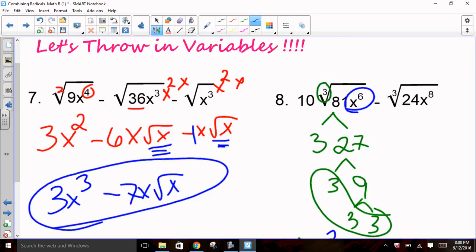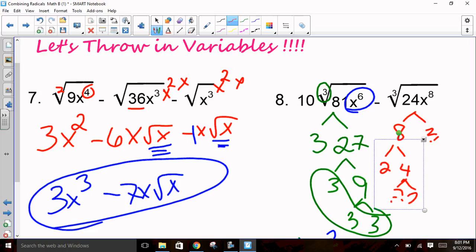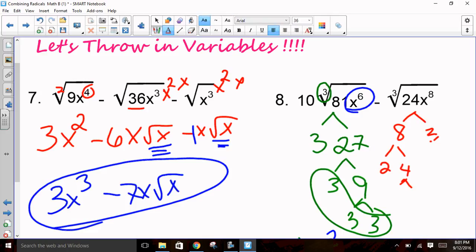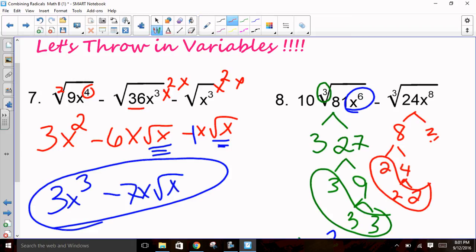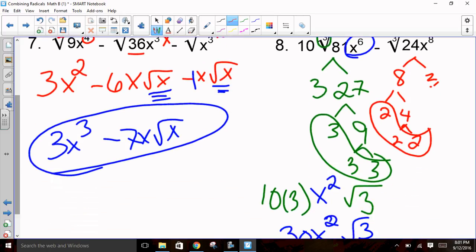So let's go ahead and take a look at pulling apart the second one over there. 24 is not a perfect cube. Let's try and see if we can get 3. 8 is 2 and 4. 4 is 2 and 2. I want groups of 3 this time. There's my group of 3. There's my lonely number to hang out by itself. I have no numbers in front this time. So it's just going to be minus my 2. I have nothing to multiply it with.